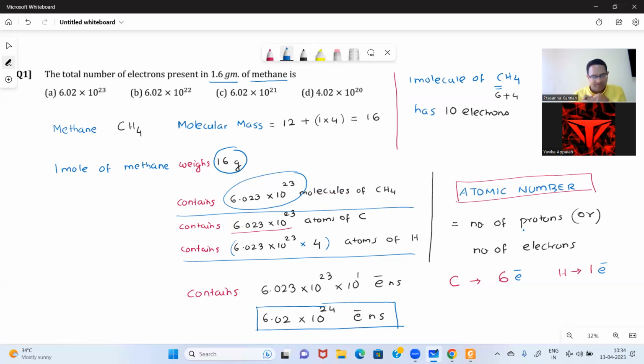1.6, which is 1/10, correct? Yes. So how many electrons do you expect to be there? It's 6.023 into 10 power 23. Perfect, Yuvika. So which option is correct? Option A. Are you clear with this, Yuvika? Yes, sir. Just make a note of what is necessary. Then we'll go to the next question.